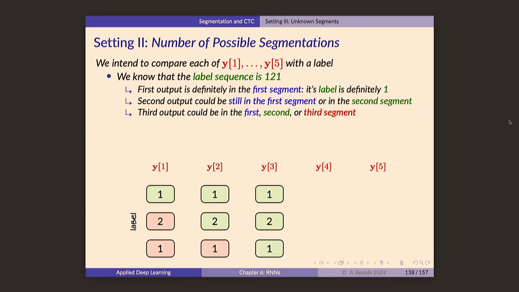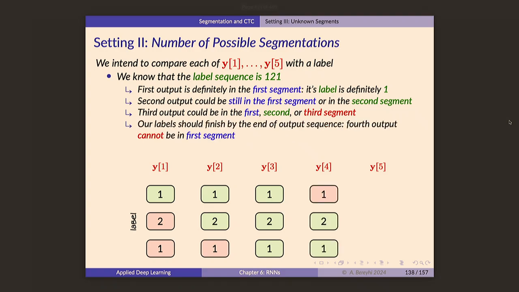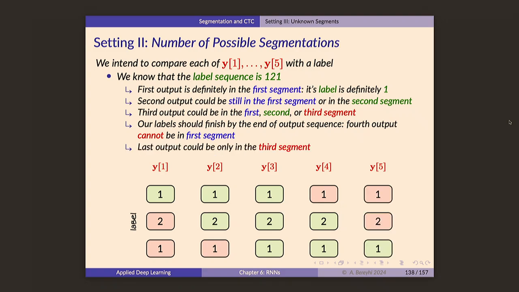What about this y4? What could it be? It could be 2, the second one, right? So it cannot be the first one anymore, because my sequence is going to end at 5, right? And what about y5? What could be the label for y5? It could be the last one, right? So it could be like this.